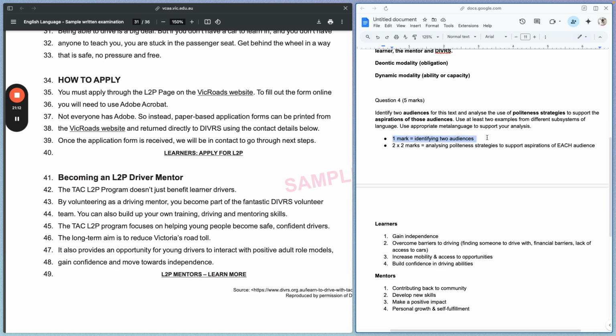So just 1 mark, identify 2 audiences, and 2 marks times 2 for each audience, identify 1 example. So 1 example for learners, 1 example for mentors. That should be enough. Yes, at least 2 examples. So 1 for learners and 1 for mentors.